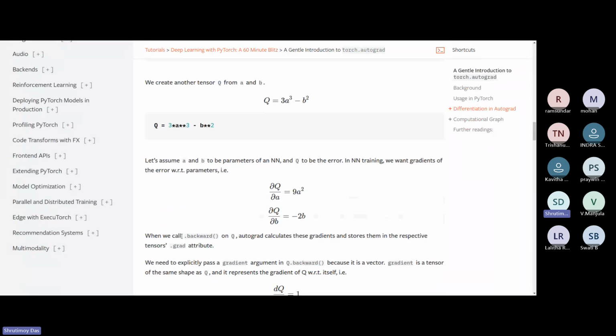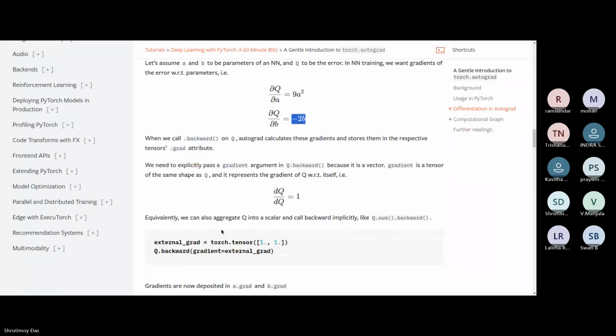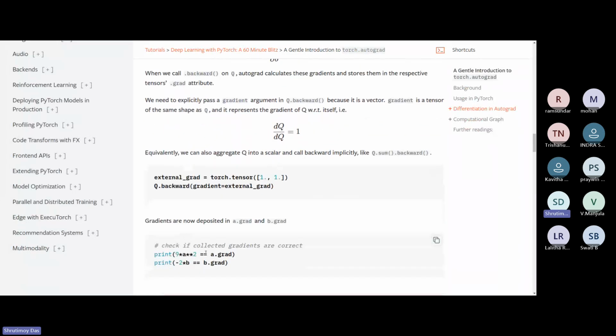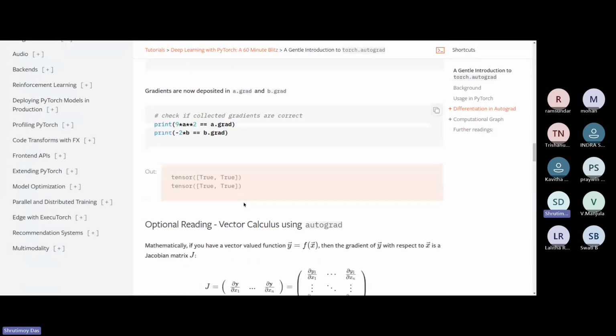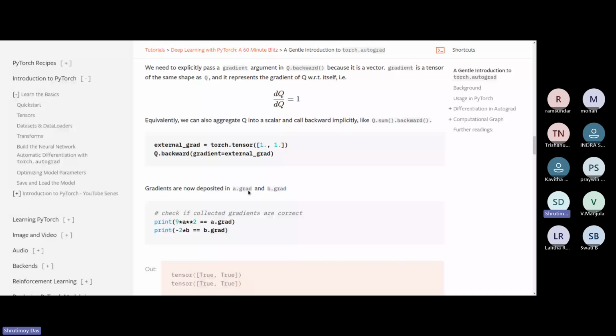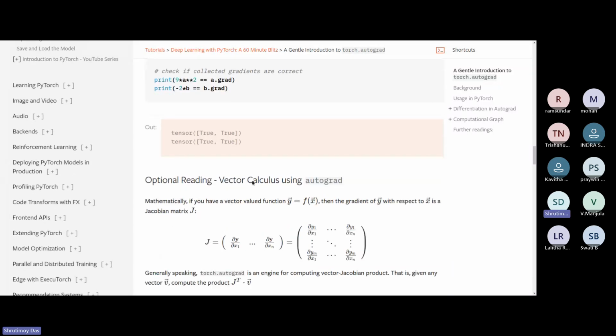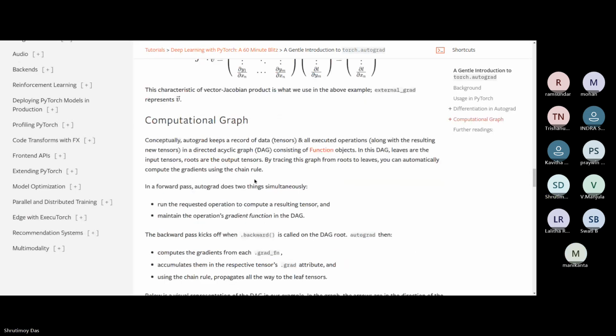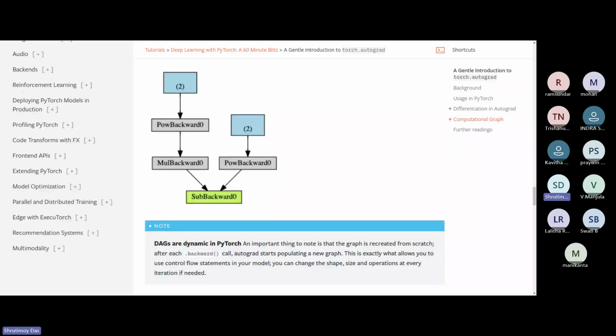Now automatically, when you call dot backward on q, it will do this computation: the derivative of q with respect to a and b, and then you can access this. You can just say a dot grad, what is the gradient of a, b dot grad, what is the gradient of b. Then once you do optimizer dot step, they have not shown it here, it will do the gradient descent update by using these gradients. So this is how everything happens in PyTorch.